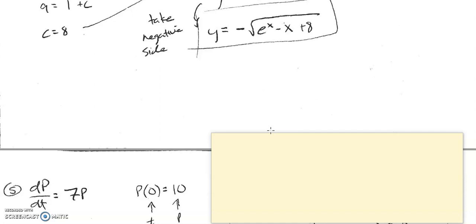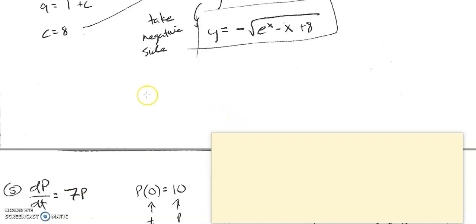But here we go. Problem number 5. dP/dt equals 7 times P. P of 0 is 10. This one's a classic. One piece of advice, leave the 7 on the right side. It makes your life a lot easier. And pause. Go ahead.